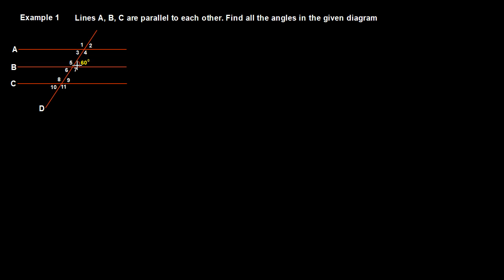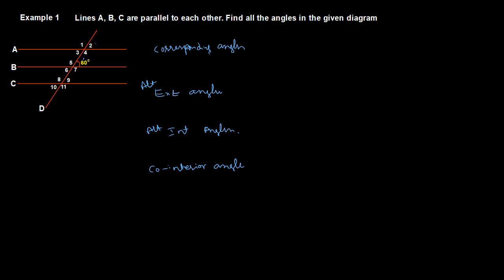If A and B are parallel, what are the two angles which are going to be corresponding? Angle 2 and that 60. So corresponding angles, I'll write them separately so you will know exactly: exterior, alternate exterior angles, and alternate interior angles. Co-interior angles, we'll come back to this at the end just for verification purpose.